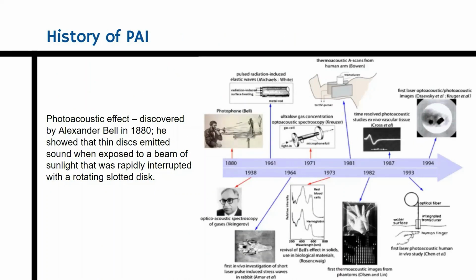History of PI. As we can see here, we have a short history of photoacoustic imaging. At first, the photoacoustic effect was discovered by Alexander Bell in 1880. He showed that thin discs emitted sound when exposed to a beam of sunlight that was rapidly interrupted with a rotating slotted disc. Then in the 1960s, lasers were emerging. In the 80s, studies on PA in soft tissue began. Then in the 90s, PI in medicine was developed. Finally, we had PA macroscopy in 2006.